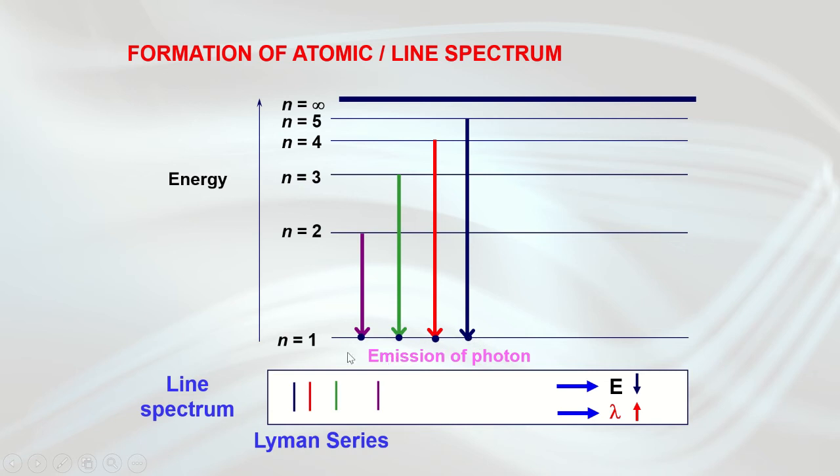So you can see here, from left to right, energy decreases and wavelength increases. We can see the wavelength increases. So that shows this is the fourth line. This is the third line.